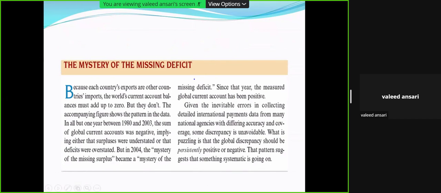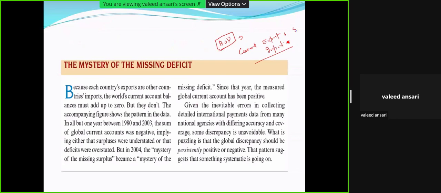Now, as I said, there are some mysteries. The balance of payments records all transactions. For instance, let us say all the countries' current accounts, export and import. If you sum up the exports and imports of all the countries, add it.